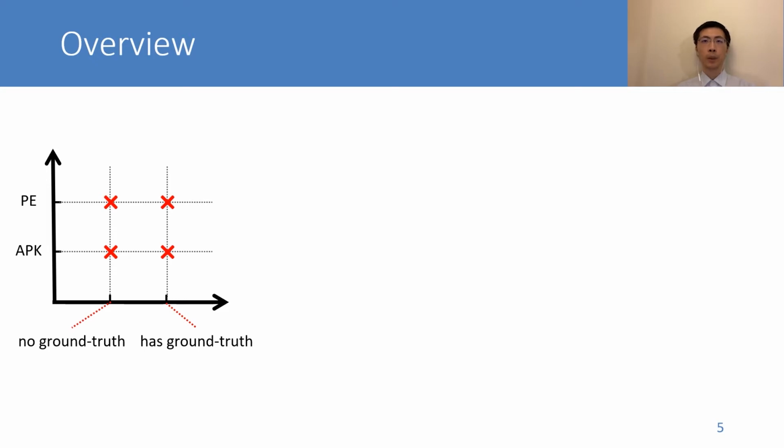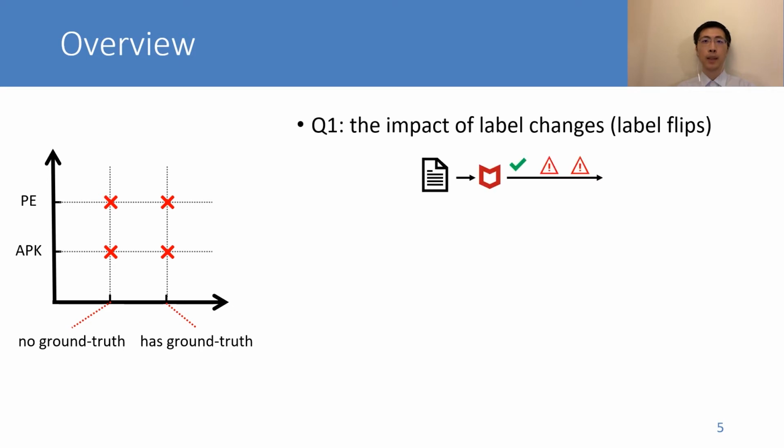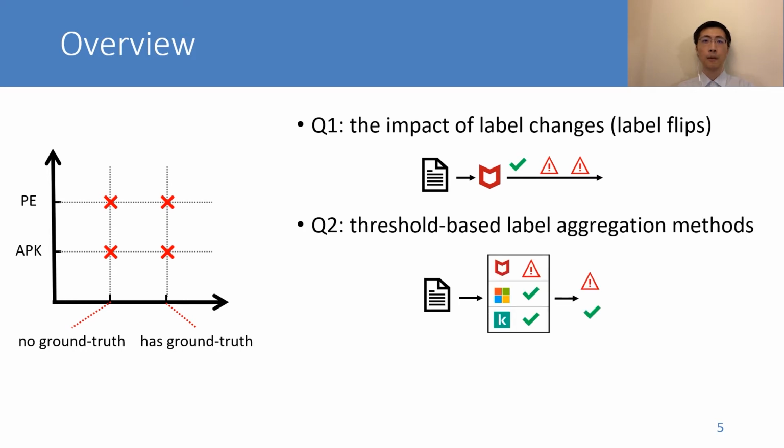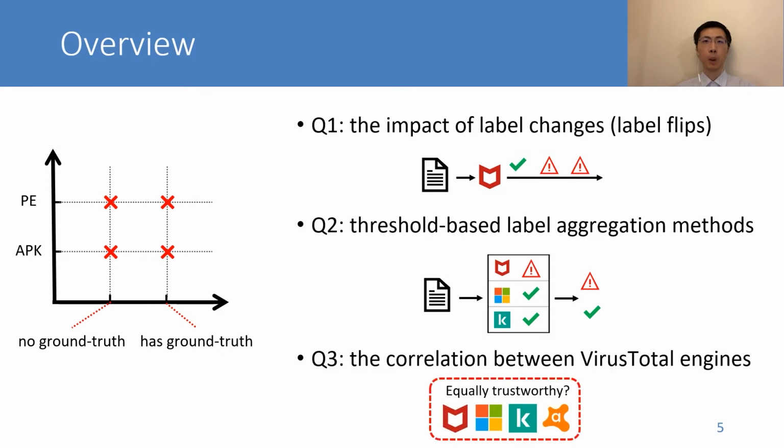We collected VirusTotal data for both PE and APK files. For each file type, we have a small dataset with ground truth labels and a large dataset without ground truth labels. Our measurement is launched from three aspects corresponding to the three challenges. First, we studied the impact of label changes. Second, we examine how threshold-based label aggregation works. Third, we measure the correlation between VirusTotal engines and inspect whether they can be equally treated.